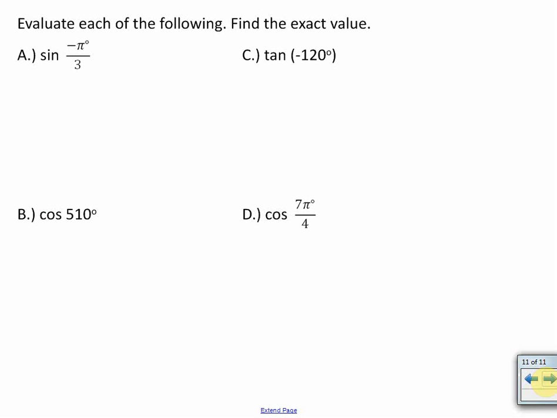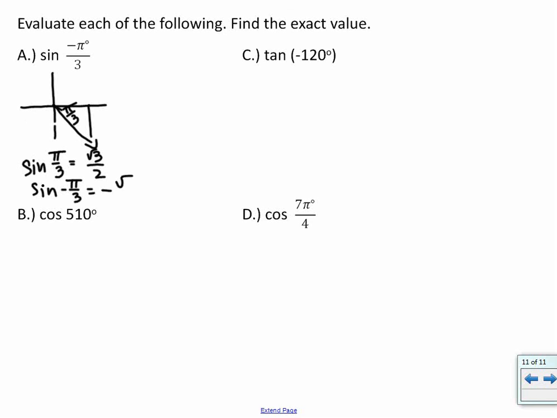Okay, here's a couple more. Evaluate each of the following, find the exact value. So I'm going to do the same thing. I'm going to quick sketch my angle. Negative pi over 3 would be in the fourth quadrant. My reference angle would be positive pi over 3. So I want to find the sine of pi over 3, which is radical 3 over 2. Since it's in the fourth quadrant and it's not cosine, I know that my sine of negative pi over 3 should be negative radical 3 over 2.